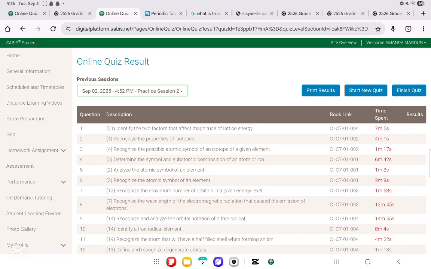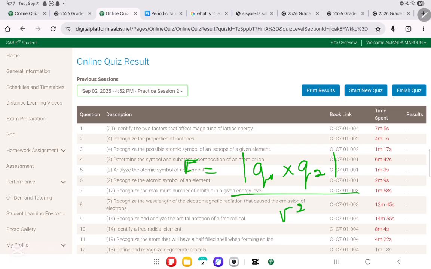So guys, I forgot to do a small recap of the equations, so I'm just gonna do it over here. The first thing that you need to know is that the magnitude of the energy is equal to the absolute value of the charge of the first ion multiplied by the charge of the second ion, over the radius squared. This is one thing you need to know. From this equation, you'll be able to understand everything else.